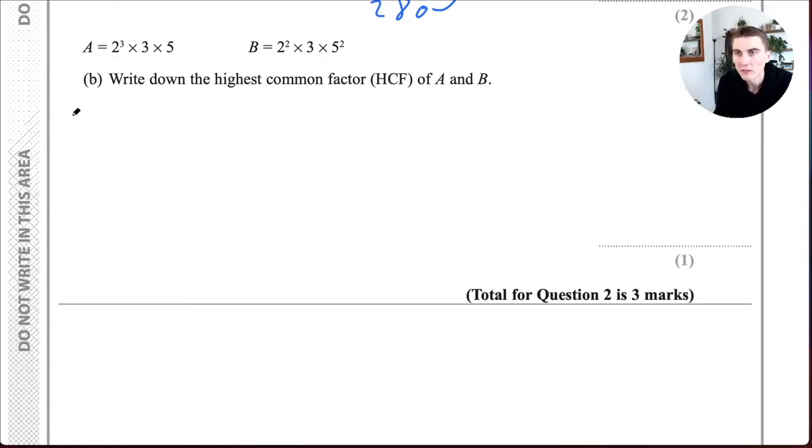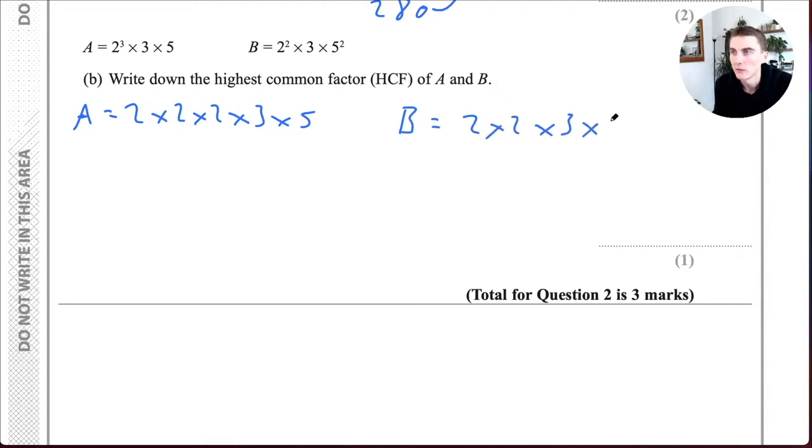So if I rewrite it down here, A is basically 2 cubed, so 2 times 2 times 2 times 3 times 5. That's what they're telling me A is. If I wanted, I could multiply all these and actually find out the number that A is, but we don't really need to care. And then B is 2 squared, so 2 times 2, times 3 times 5 squared, so times 5 times 5. So all I've done here is just written them out, not using the powers, just written them out in full. And then for this, again, there's a couple ways to do it.